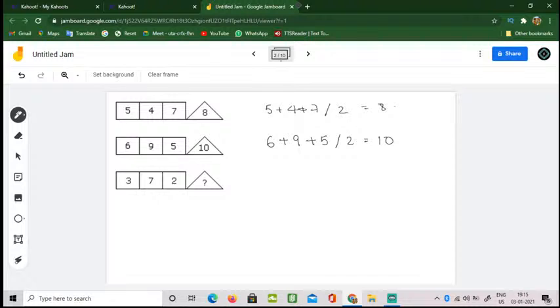So next, as we have done the first and second rows, we have to do the third row also the same way. Here it is 3 plus 7 plus 2, that is 12. We get 12, and if we divide it by 2, we get 6. Okay, I hope you all got the answer.